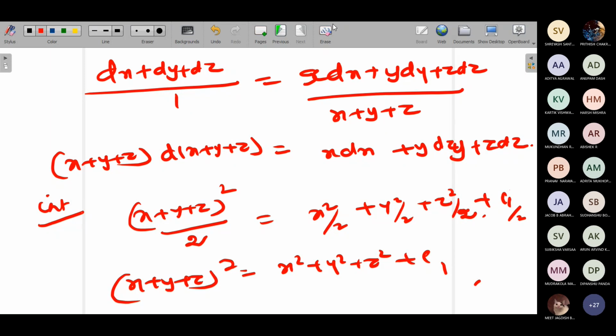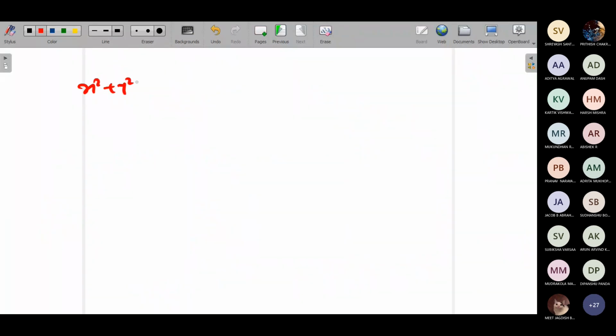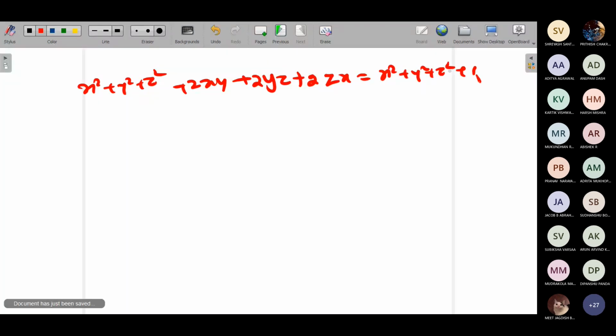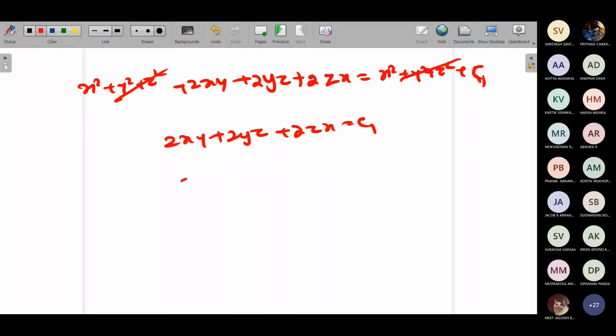Once you expand this, you'll get x square plus y square plus z square plus 2ab plus 2bc plus 2ca is equal to x square plus y square plus z square plus some c1. So this and this will get cancelled. So we'll get 2xy plus 2yz plus 2zx is equal to c1, or xy plus yz plus zx equal to c1. This was the answer, we got it now.